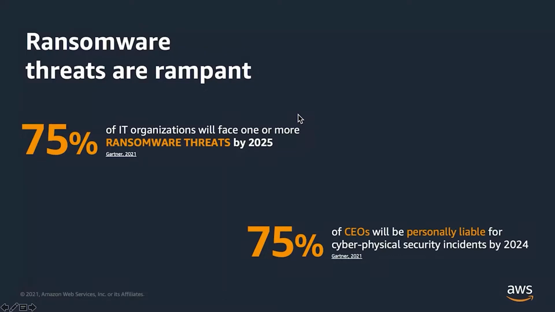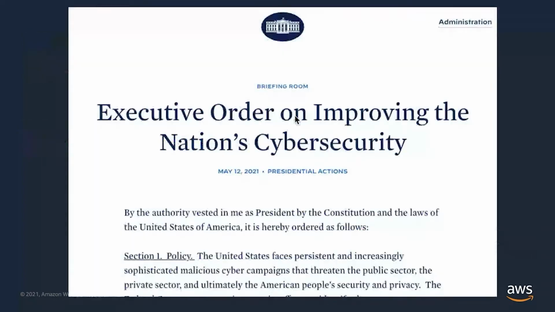So cybersecurity, especially ransomware, has been a big challenge across the globe. The problem is particularly more severe in on-premises environments. Gartner predicts that 75% of CEOs will be personally liable for cyber physical security incidents by 2024. That's telling. Even President Biden issued an executive order that's more than 8,000 words long on this topic.